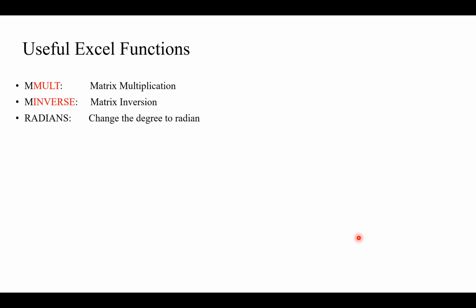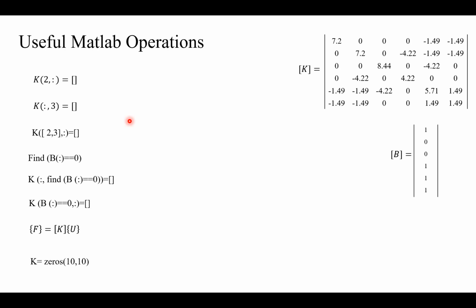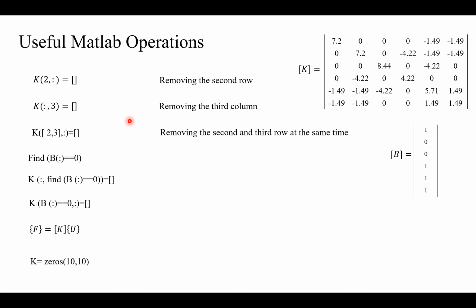Some of the helpful Excel functions that you can use are MMULT for matrix multiplication, MINVERSE for matrix inversion, and RADIANS if you want to change degrees to radians. But my preference is MATLAB, which is more powerful. You could do a lot more with MATLAB. So I've shown you this before. You have to remove your rows and columns, so that would be a helpful function. And remember to remove your rows at the same time if you need to remove multiple rows, because if you remove the second row and then the third row, the new third row is actually the fourth row of the original matrix.